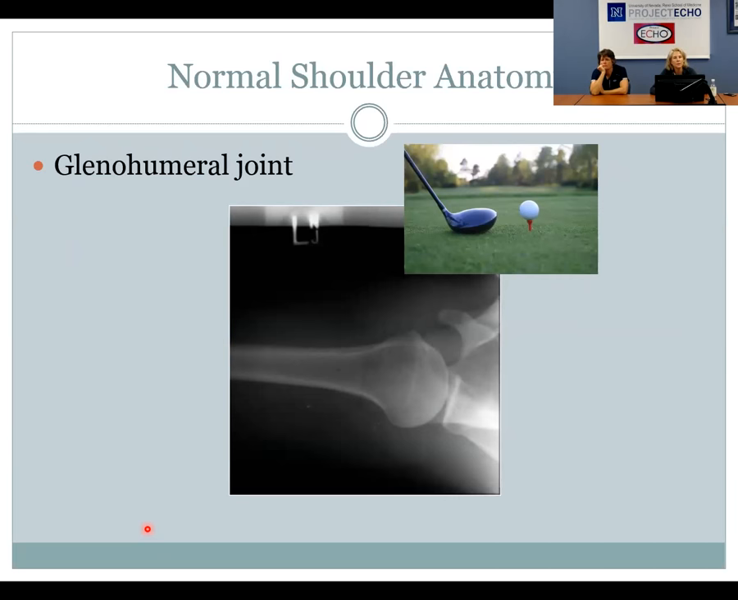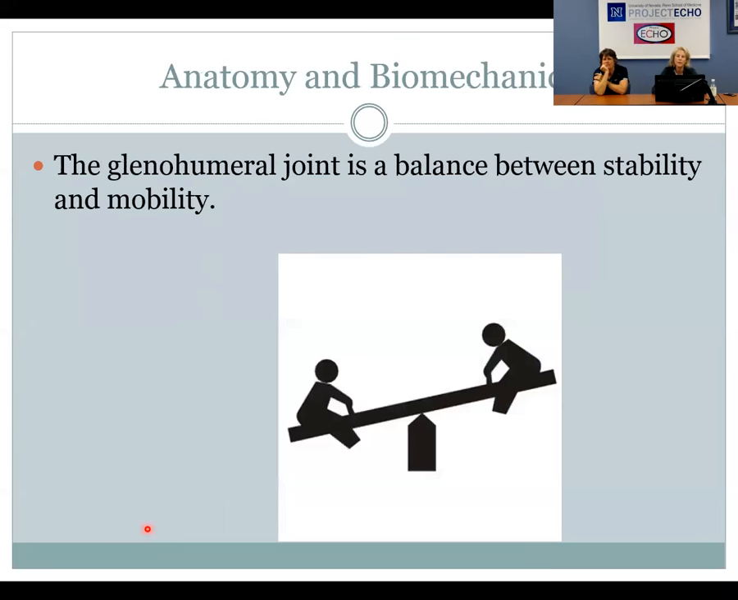So that means that we are very reliant on the soft tissue structures around the shoulder, whether it be the glenohumeral ligaments, the labrum, the rotator cuff, to aid in stabilizing our shoulder. So the glenohumeral joint is a fine balance between stability and mobility.